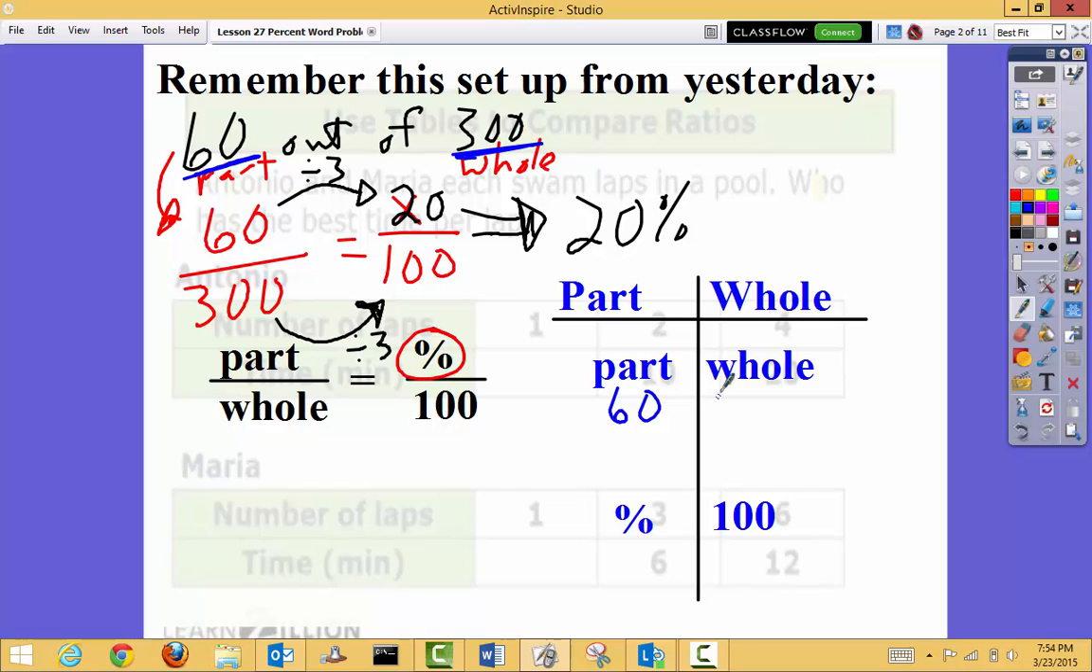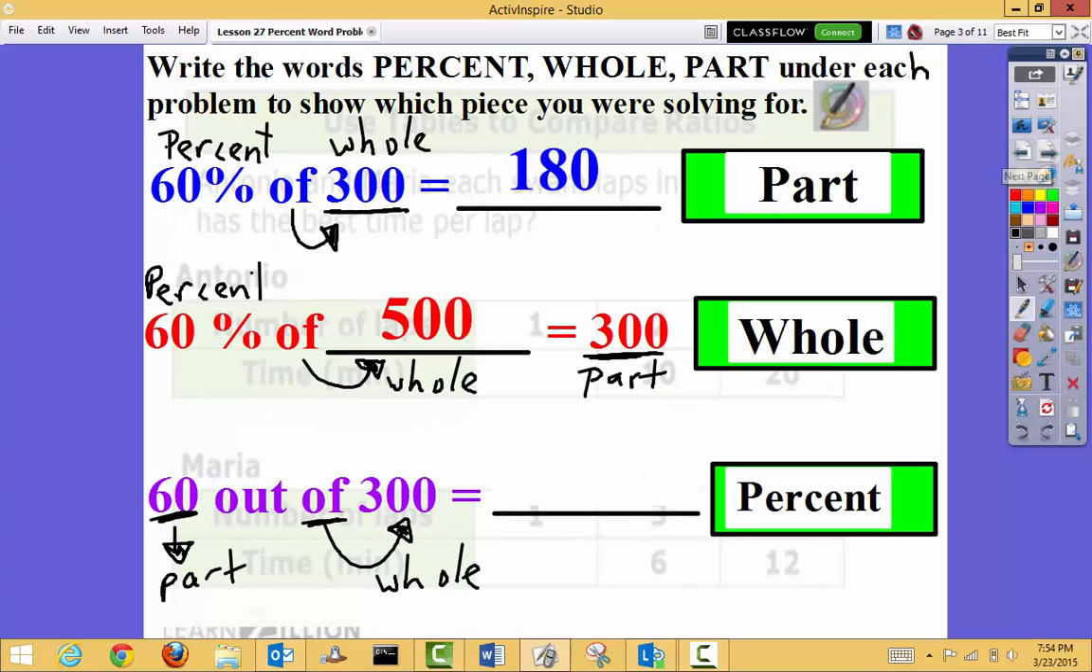My whole is 300. How am I going to get this 300 to become 100? Well, look at that. I'm dividing by 3. So I'm going to divide by 3. And I'm left with 20. So look at that. No matter which way I solve it, I'm going to get the exact same answer, and when I check, I'll notice my answer is correct.